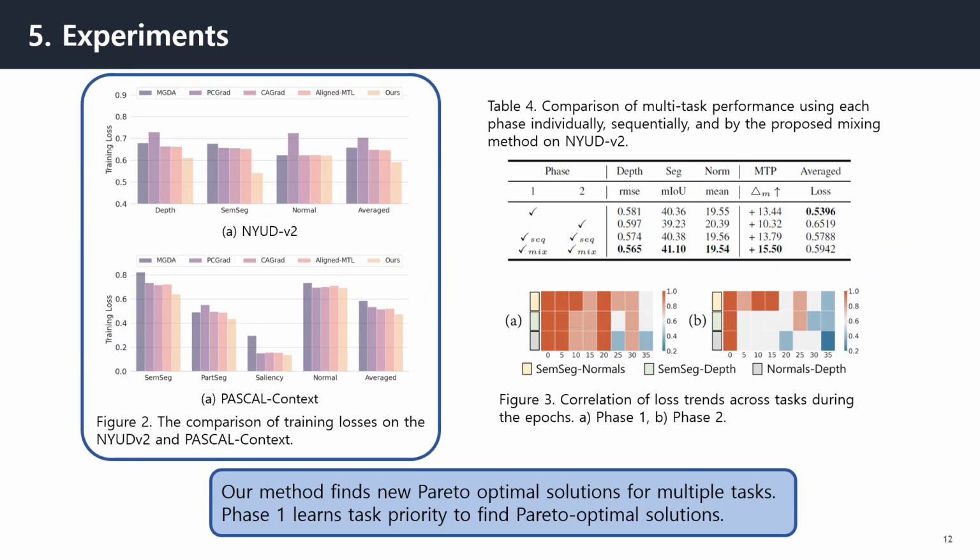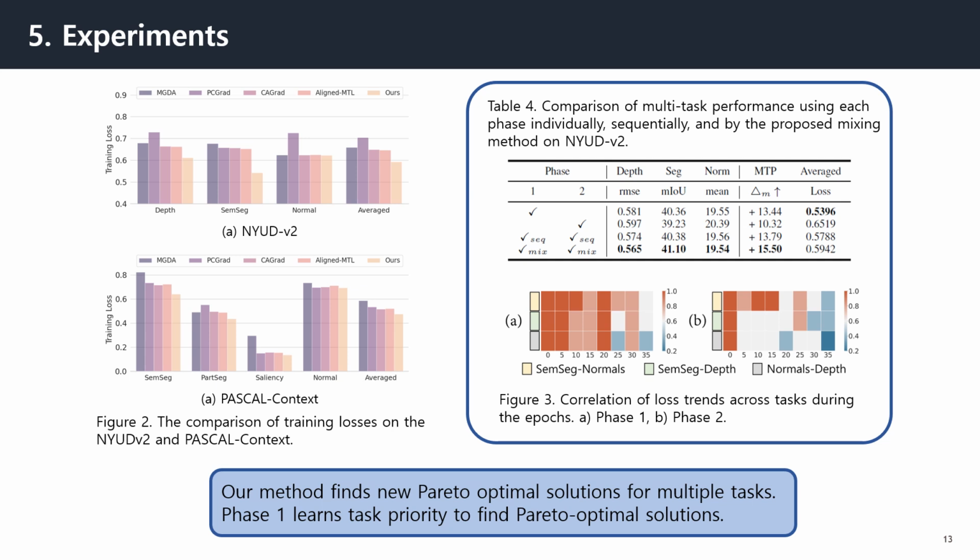Our method successfully identifies Pareto optimal solutions for multiple tasks. In Figure 2, we illustrate the final task-specific losses and their average for the NYUD version 2 and Pascal Context datasets. Our approach exhibits the lowest average training loss overall. Furthermore, when examining each task individually, our method consistently demonstrates the lowest final loss across all tasks. This finding serves as evidence that our method expands the Pareto frontier beyond what previous approaches have achieved.